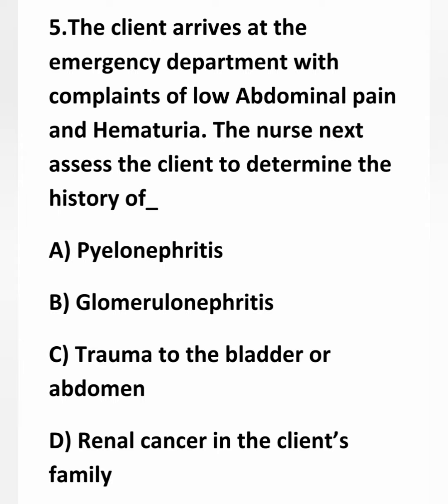Here, a client arrives at the emergency department with the complaints of low abdominal pain and hematuria. Hematuria means it is blood in the urine. So the patient complains of abdominal pain and hematuria. So the nurse next asks the client to determine the history of. So what history she can ask the patient, that is the question.